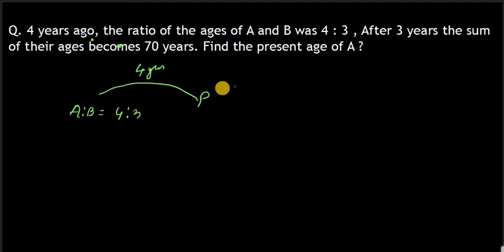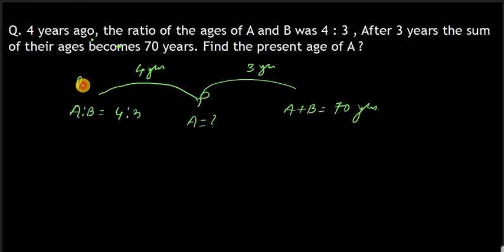After 3 years, the sum of the ages of A and B becomes 70 years. So find the present age of A. The present age is the present, then there is the past and the future.